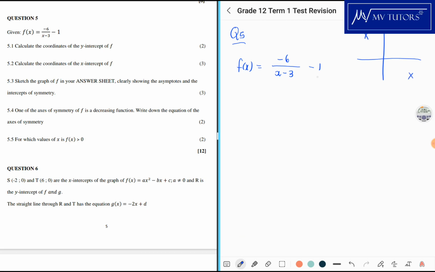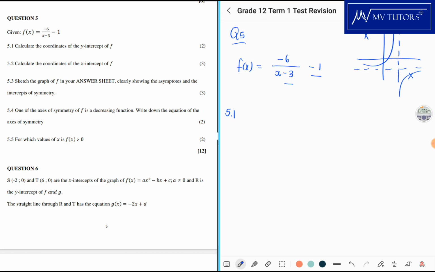And then just by looking at this -1 and 3 over there, I know that my asymptotes are at x is equal to 3 and y is equal to -1. So I'm expecting my hyperbola to do something like that. Okay, so that's what you do quickly. As you see, the function that has been given.